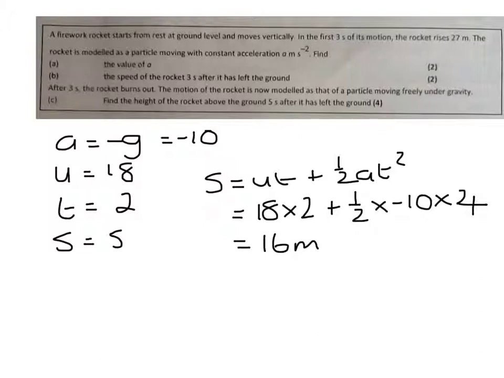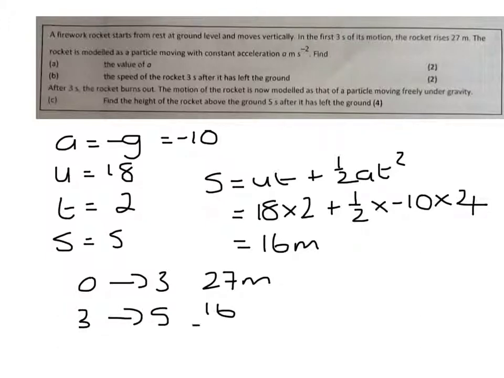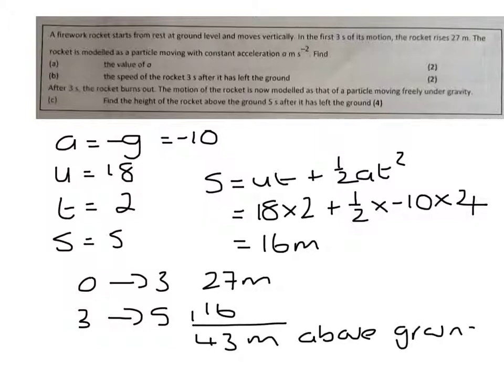We now need to combine our answers. In the first 3 seconds, from 0 to 3, it travelled 27 meters, and from 3 to 5 it travelled 16. So its total height off the ground will be 43 meters above the ground.